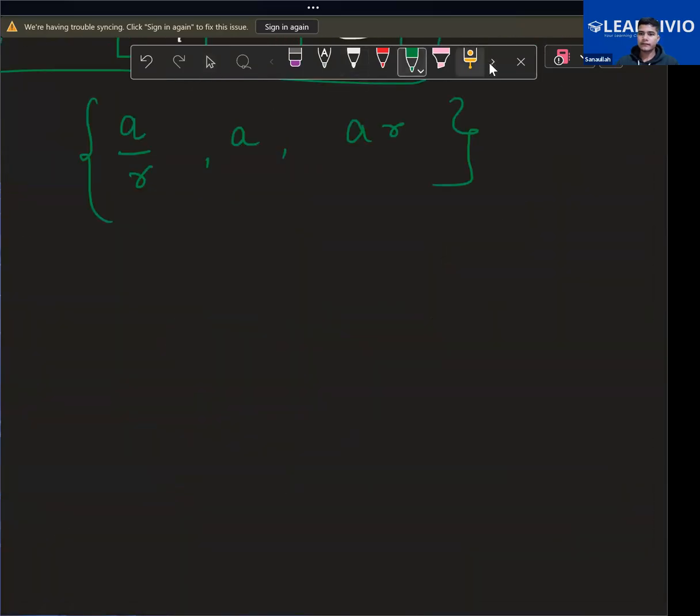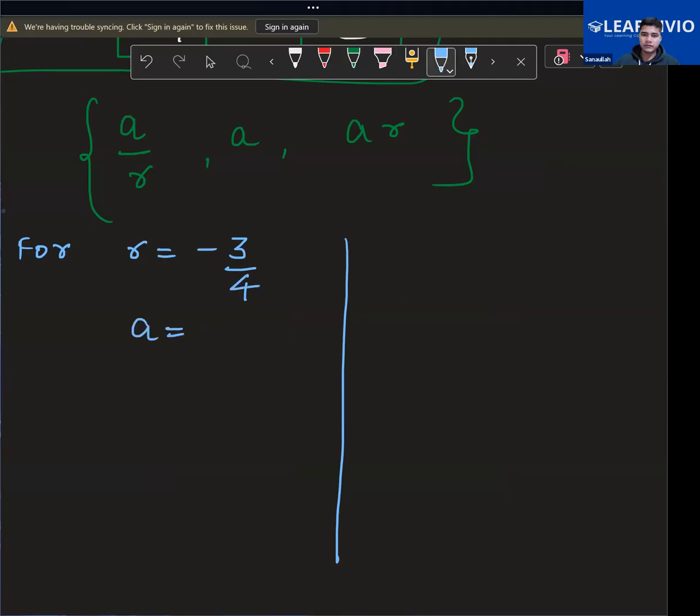So I will say that for r equals minus 3 by 4 and a equals minus 1, what do we have? What is a by r? A by r will be minus 1 by r. What is r? r is minus 3 by 4. So this will become how much? Minus minus will get cancelled out.